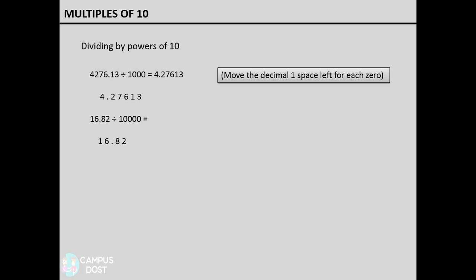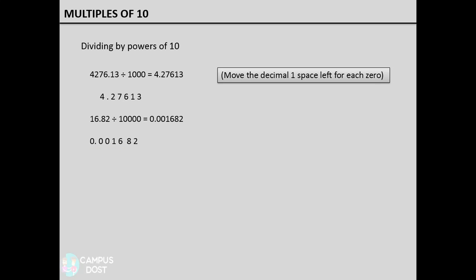Let's try another one. Since we are dividing by 10,000, and since 10,000 has 4 zeros, we must take this number and move the decimal 4 spaces to the left. To do this, we must first add some extra zeros in front of the number. Now when we move the decimal 4 spaces to the left, we get the following quotient.